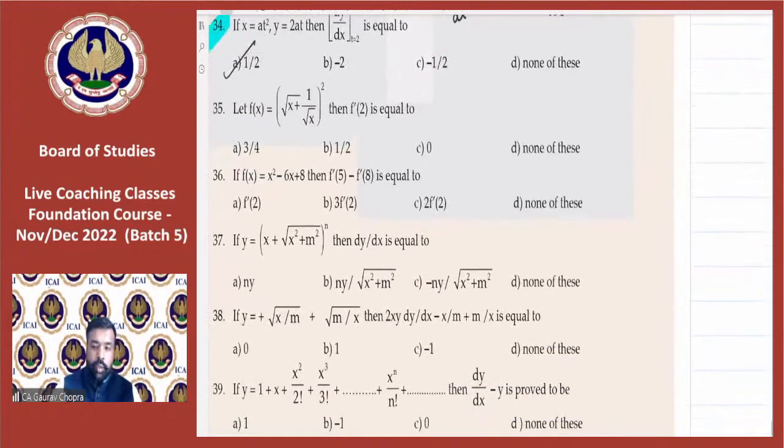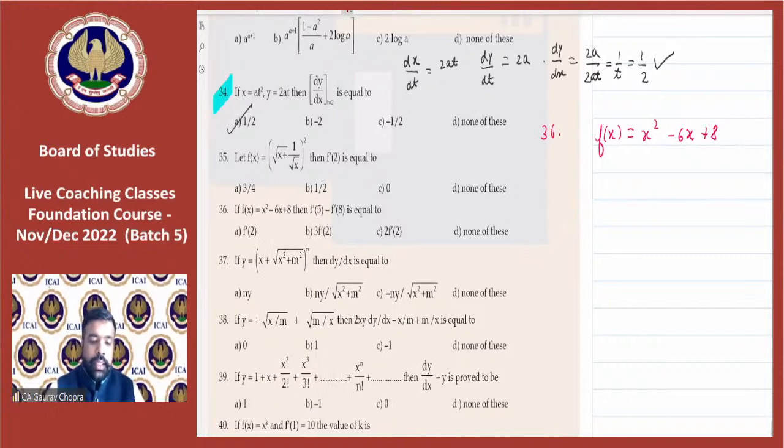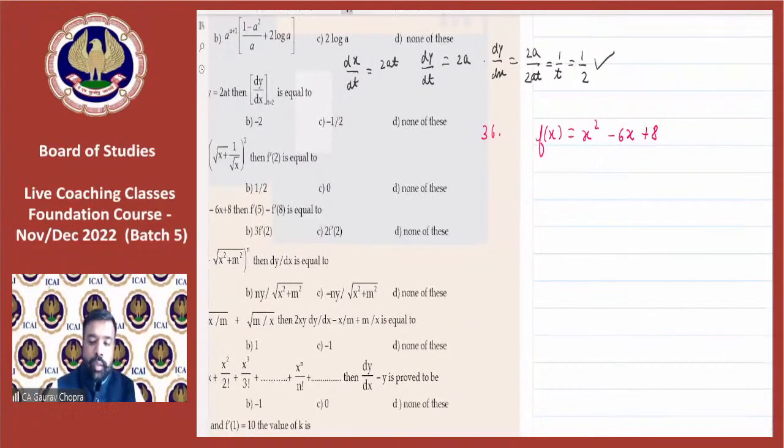Then someone is asking about question number 36. Let's try 36 also. 36 is f(x) is equal to x square minus 6x plus 8. And we have to find out f dash 5 minus f dash 8. So first step is to calculate f dash x. That is the first derivative. So it is how much? 2x minus 6. 8 will become 0.